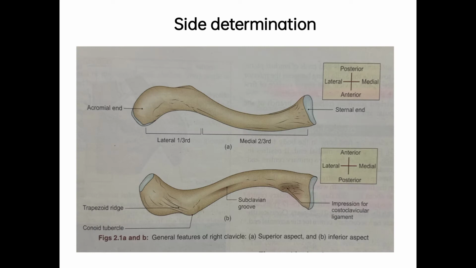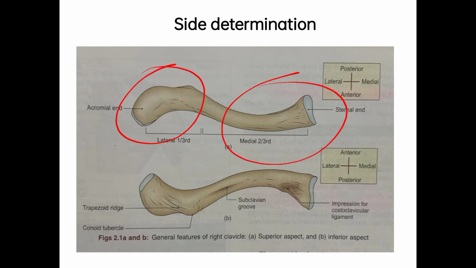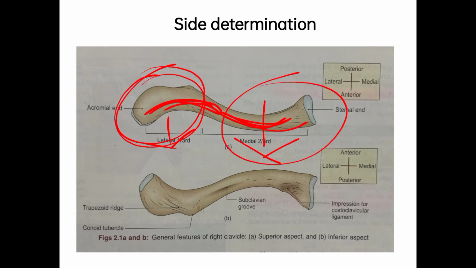Now side determination. The lateral end is flat from above downward and the medial end is large and quadrilateral. The shaft is slightly curved, so that it is convex forward in its medial 2/3 and concave forwards in its lateral 1/3. The inferior surface is grooved longitudinally in its middle 1/3.